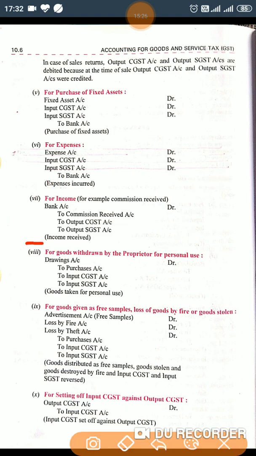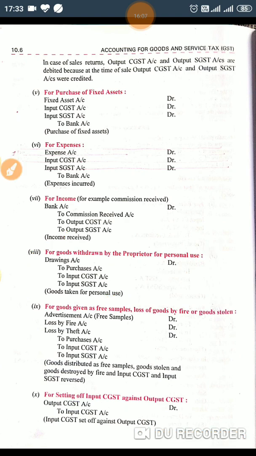Now, for goods withdrawn by proprietor for personal use, drawings. Drawings is nothing but the decrease in capital. Decrease in capital should be debited. And he is withdrawing goods, so purchase account will be credited because purchase is an expense. It is decreasing, so it is credited. And at the same time, input GST involved at the time of purchase will be credited to cancel it, or you can say decrease in asset. That's why it is credited.